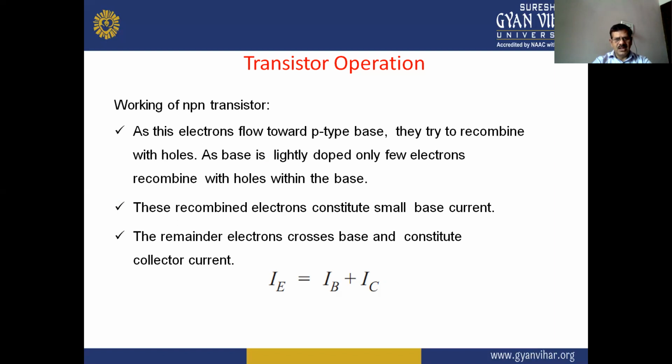So the base current IB is constituted by the recombined electrons. The remaining electrons cross the base region and constitute the collector current in the collector region. So here are the three types of current: the emitter current, the base current, and the collector current. Total current IE is equal to the sum of the base current and collector current. We can write the formula as IE equals IB plus IC. So emitter current is the sum of the base current and collector current.